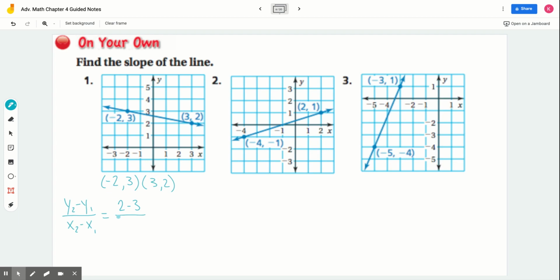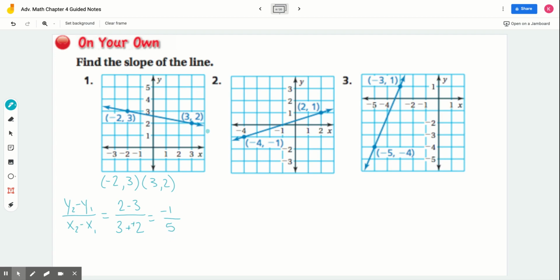So 3 minus -2. 2 take away 3 is -1. 3 minus -2, minus a negative is like plus a positive. So 3 plus 2 is 5. Now I have a slope of -1/5.